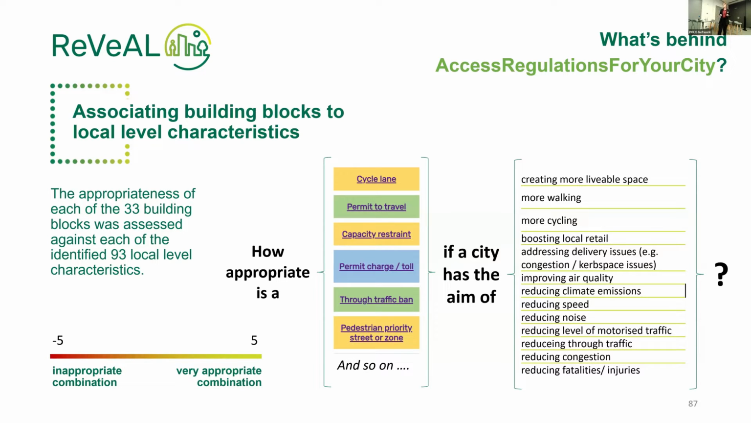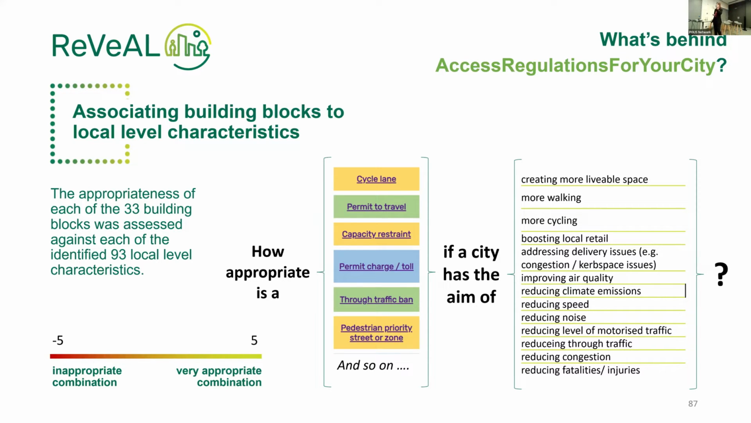What we did was set up the system to calculate the level of appropriateness of each of the building blocks to each of the 93 characteristics that we identified, going from -5 for bad combinations to 5 for very appropriate combinations. So what we did was ask questions.